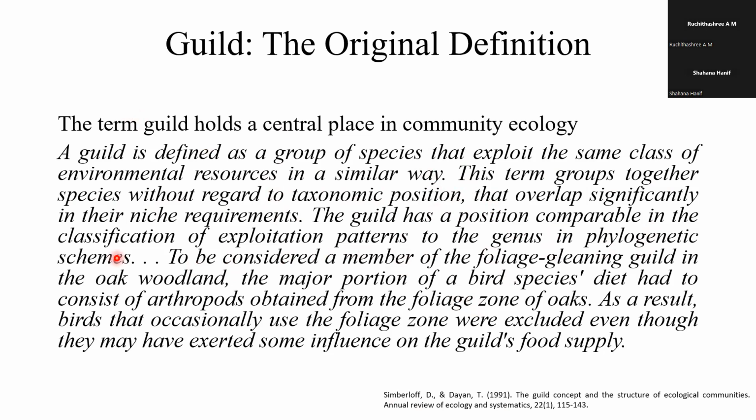So they have explained it very beautifully. To be considered a member of the foliage gleaning guild in an oak woodland, the major portion of a bird species' diet had to consist of arthropods obtained from the foliage zones of oak. As a result, birds that occasionally use the foliage zone were excluded, even though they may have exerted some influence on the guild's food supply. So it won't always be the same definition. You cannot simply describe an organism's guild. You have to see what kind of prey, what diet breadth, and what functional parameters are there. You have to look at many components to describe, okay, this leaf or this croton plant or this forest fragment is a guild for this particular organism.